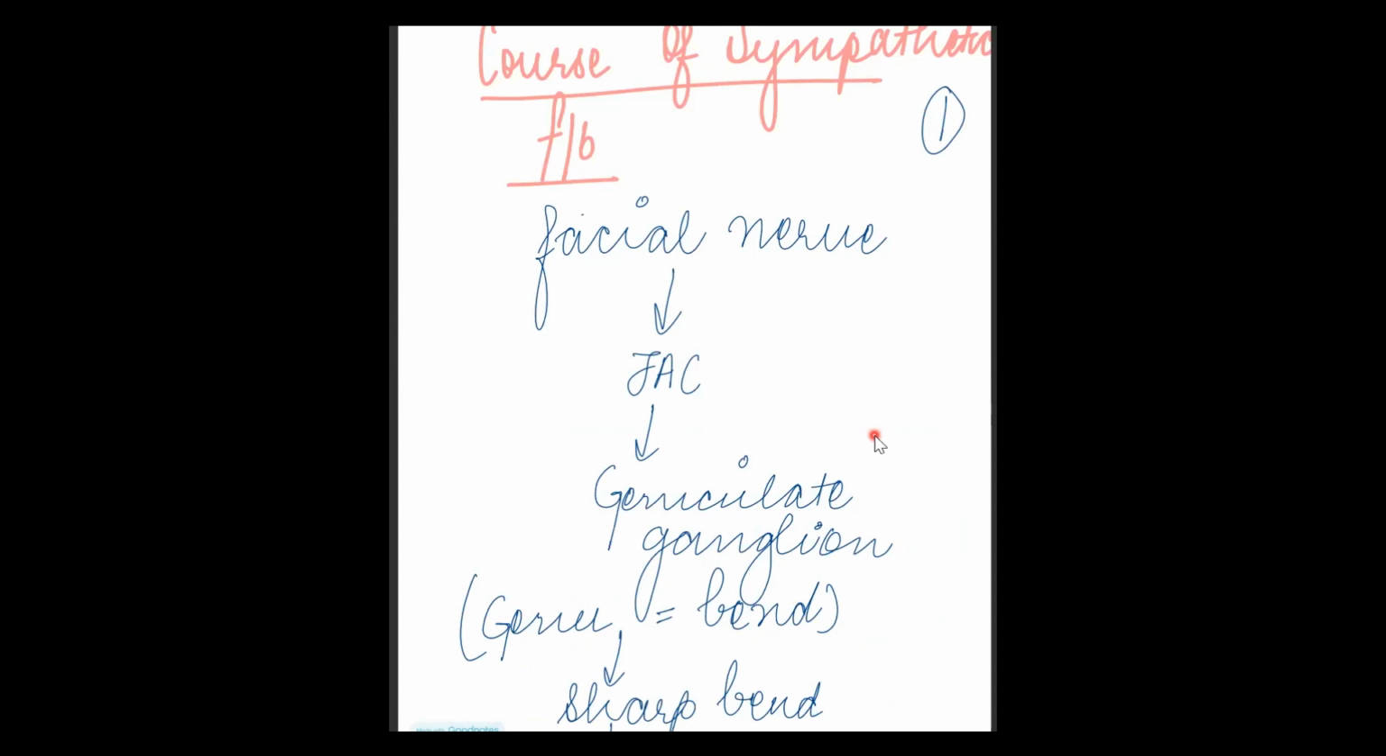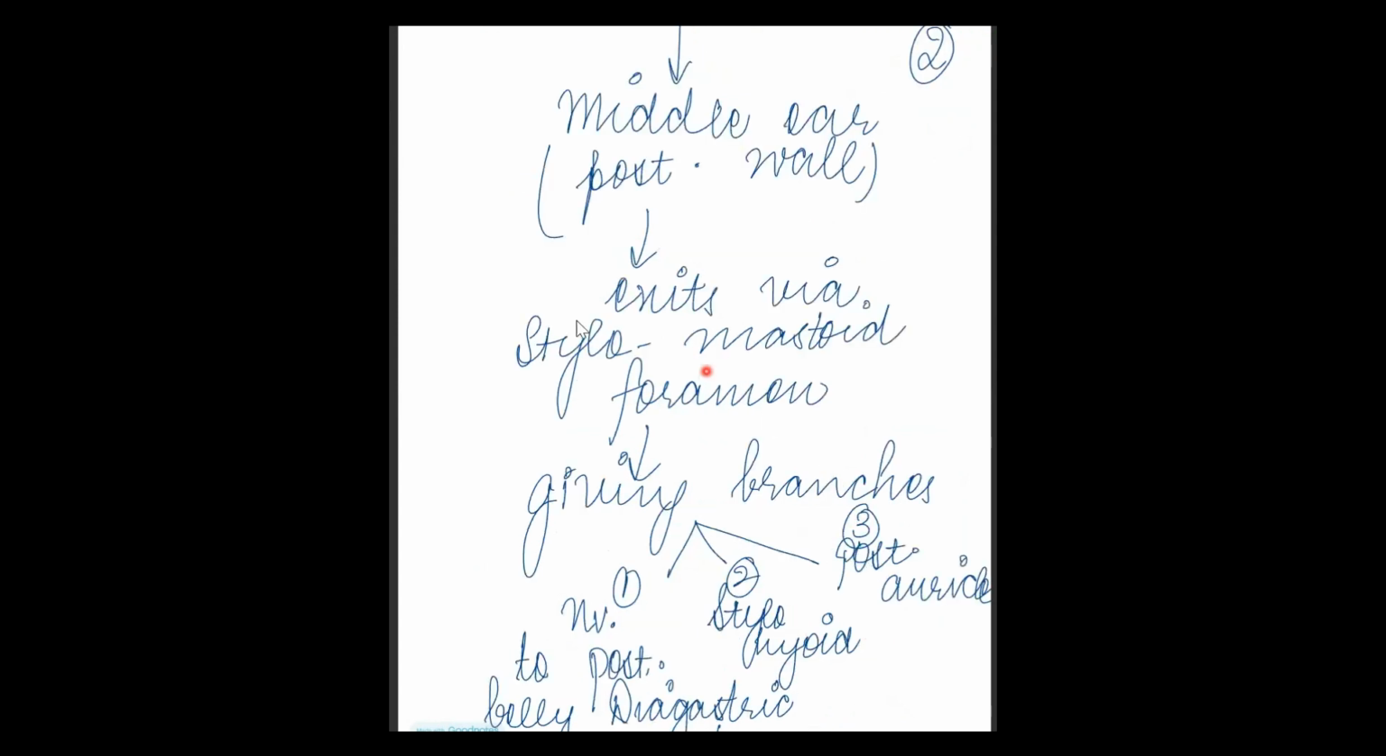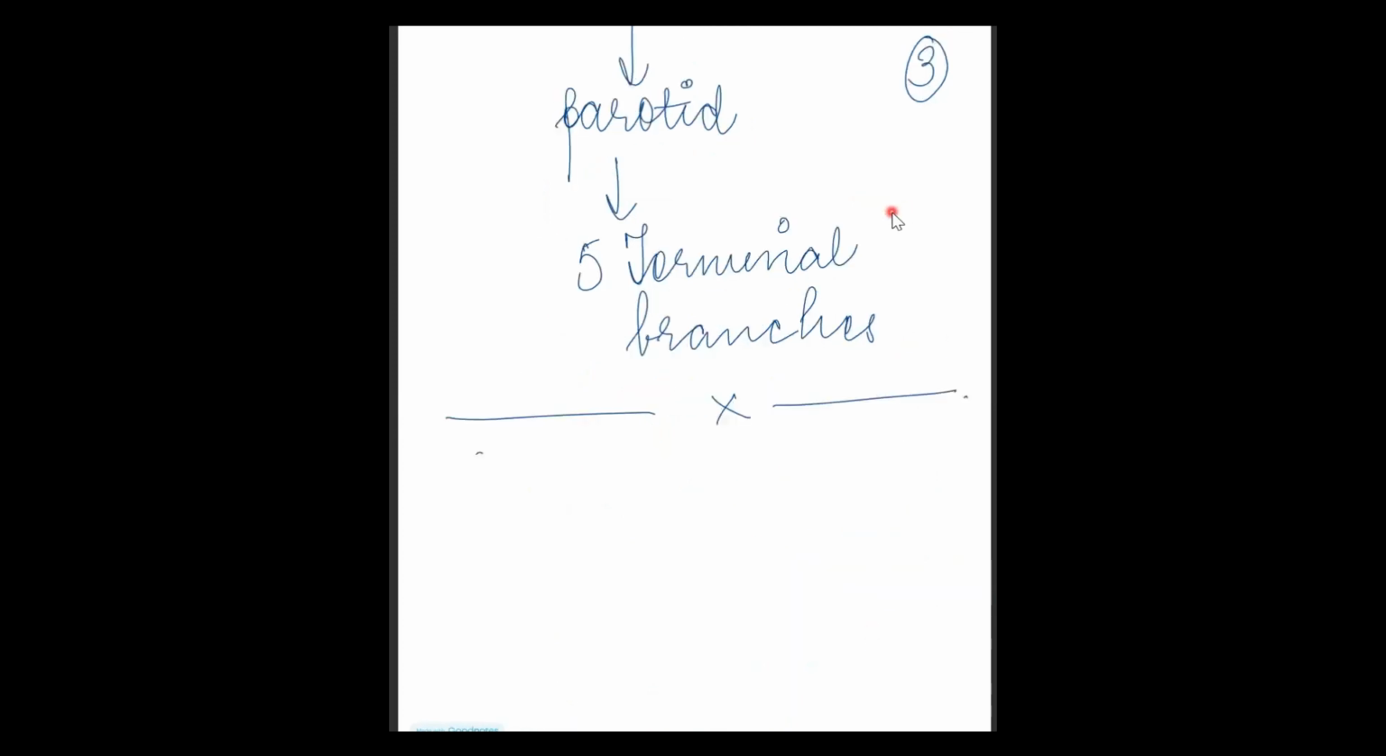Now I have written down a summary in a flowchart manner regarding the course of the branchiomotor fibers. Facial nerve moves into the internal auditory canal. Then from there it moves into the geniculate ganglion, where it takes a sharp bend, moves into the posterior wall of the middle ear, exits via the stylomastoid foramen, then it gives off its three branches which I told you. Then it moves to the parotid gland and gives its five terminal branches. So this is the basic course of the branchiomotor fibers.